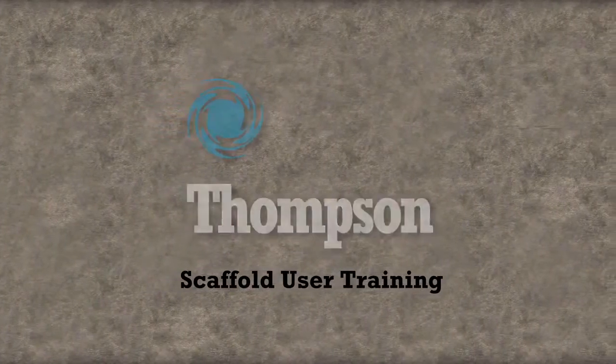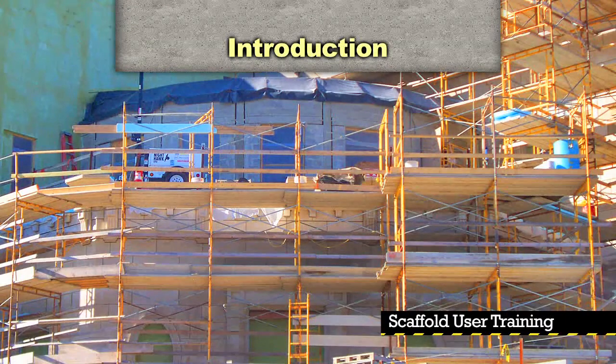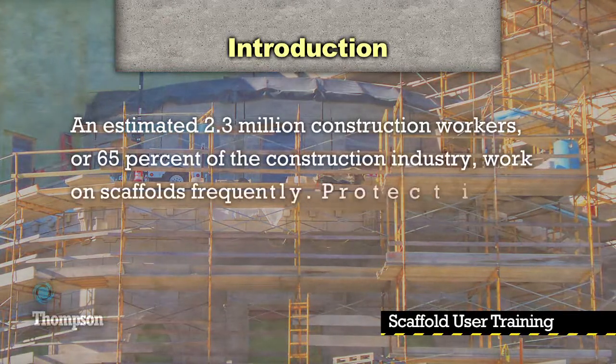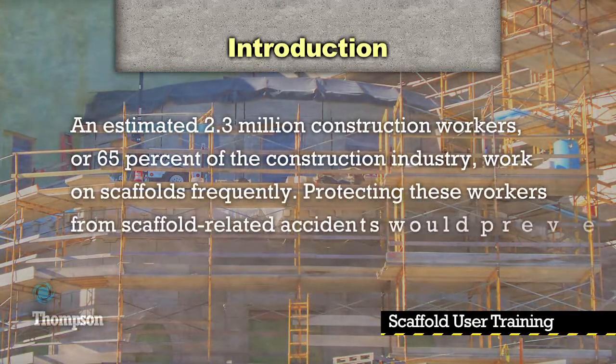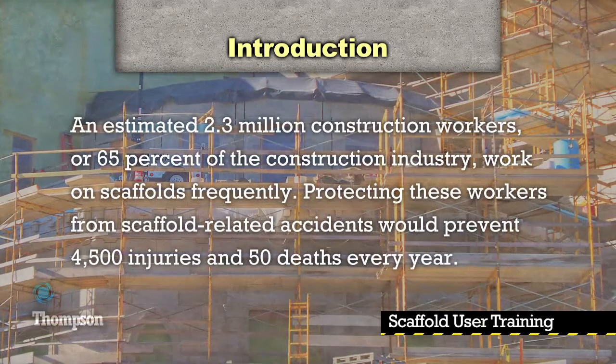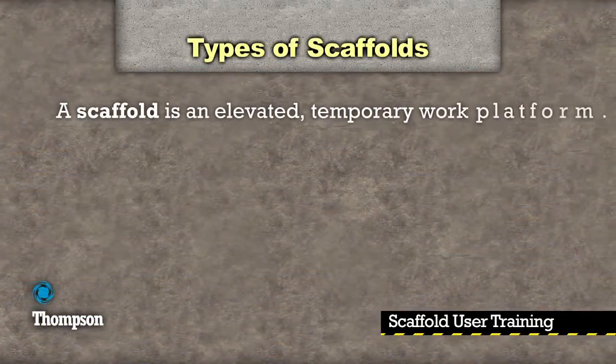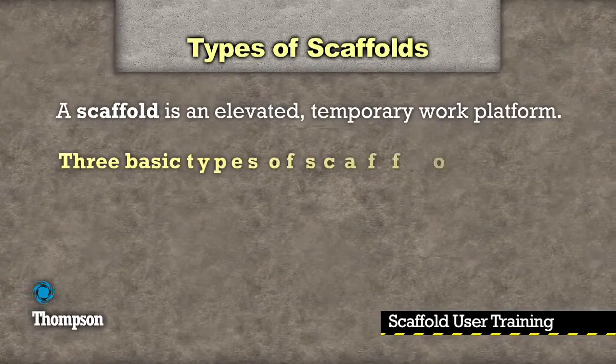Thomson's Scaffold User Training Presentation. As you probably already know, scaffolds are a huge part of the construction industry. An estimated 2.3 million workers, or 65% of the construction industry, work on scaffolds frequently. Protecting these workers from scaffold-related accidents would prevent 4,500 injuries and 50 deaths every year. A scaffold is defined as an elevated, temporary work platform.